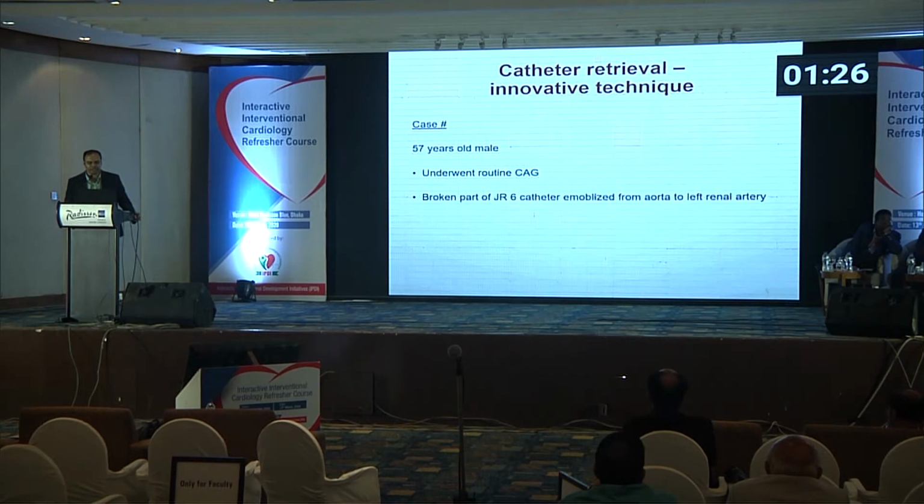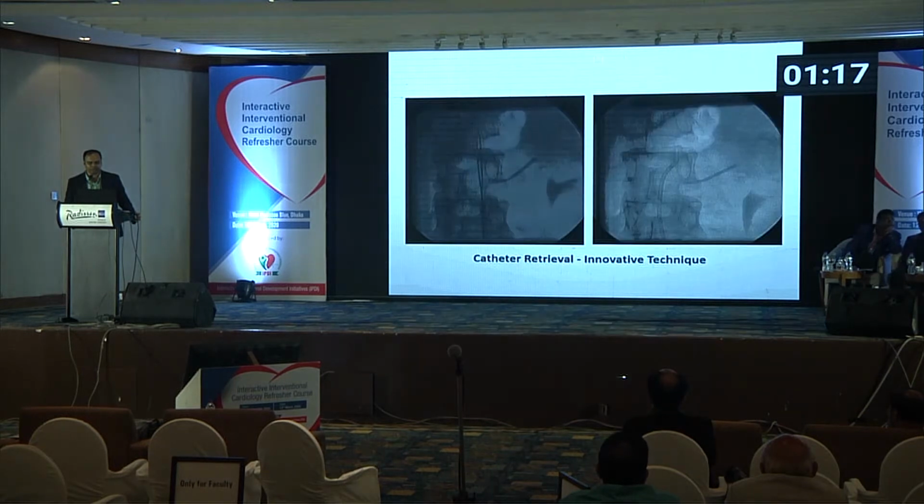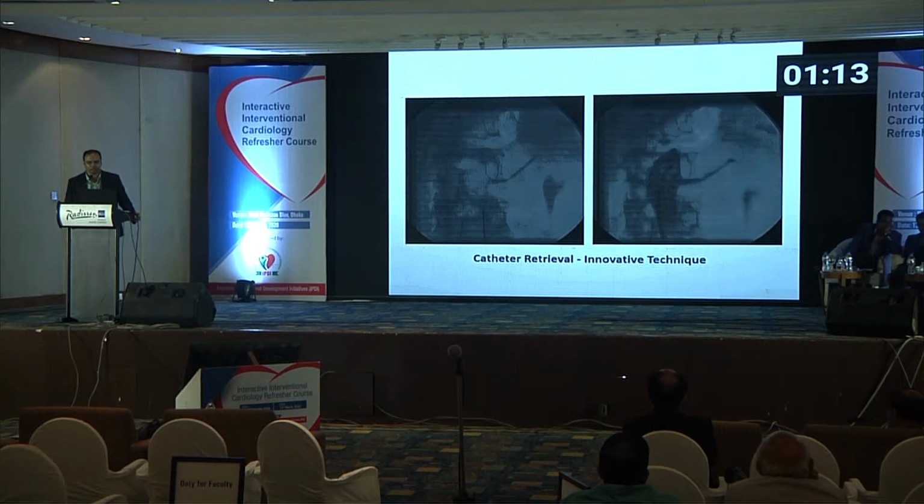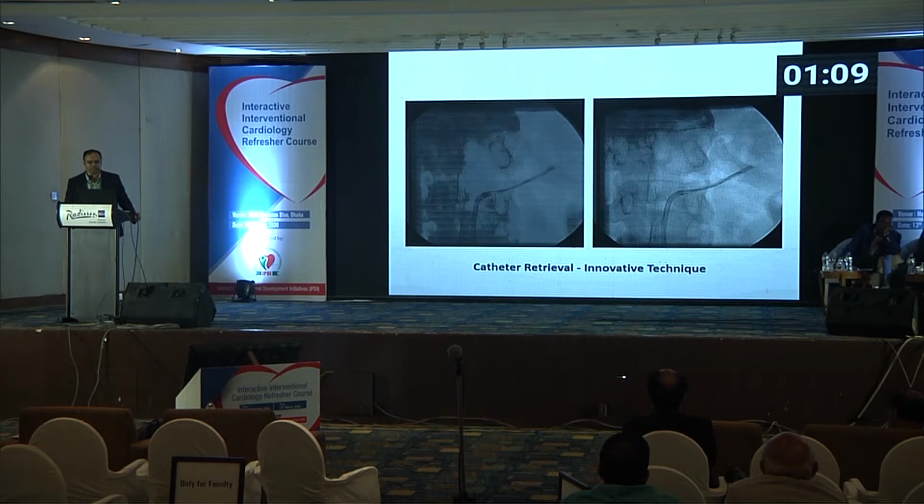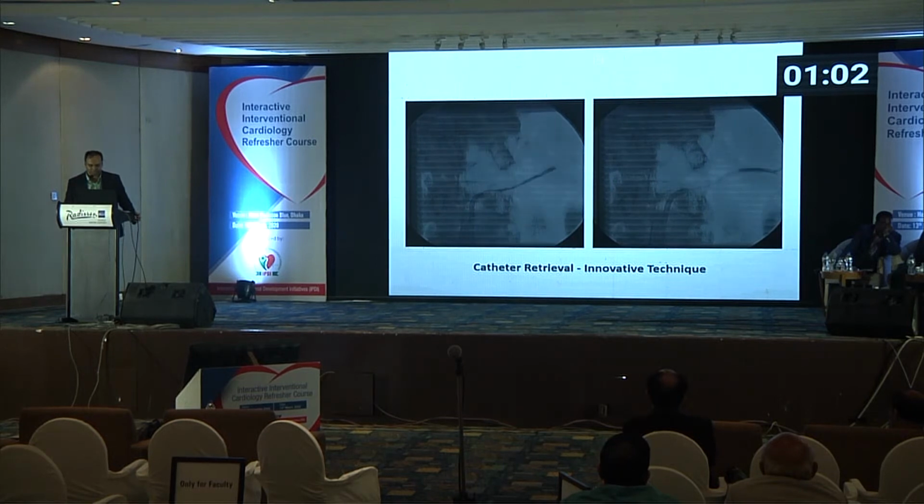There is another case, a 57-year-old male who underwent CAG, and a broken part of the GR6 catheter embolized from the aorta to the left renal artery. Here you can see in the left renal artery, the broken part of the sheath is there. So we took a PTCA floppy wire, and we tried to enter within the broken part of the catheter.